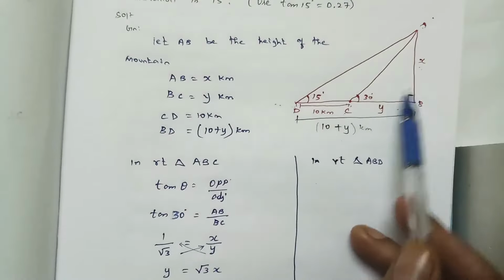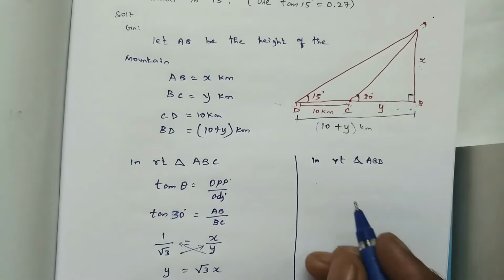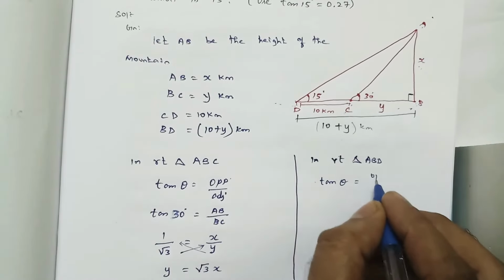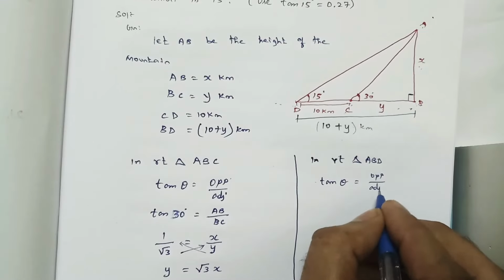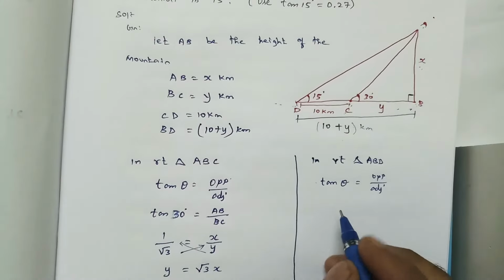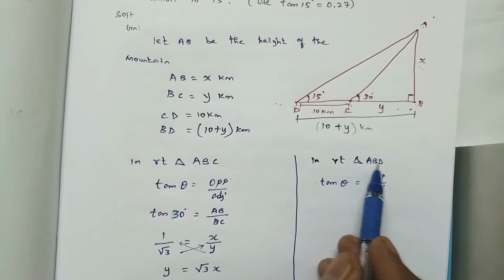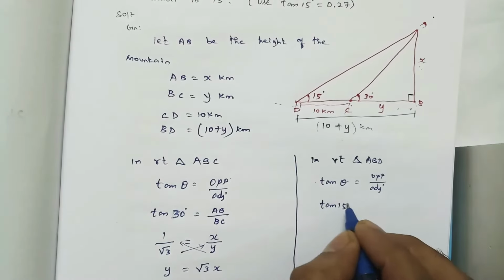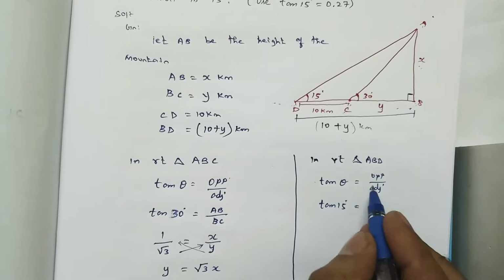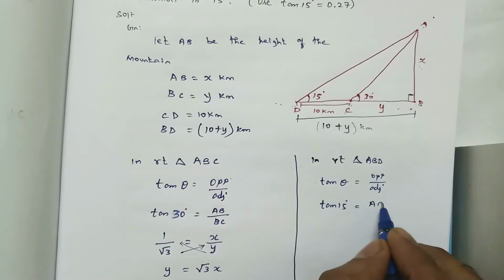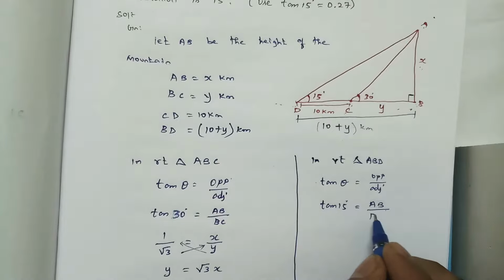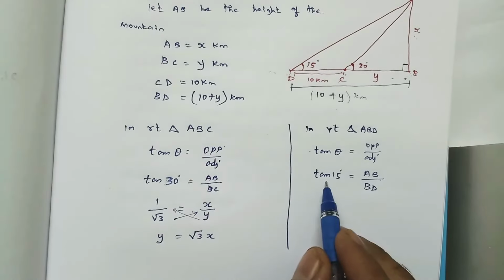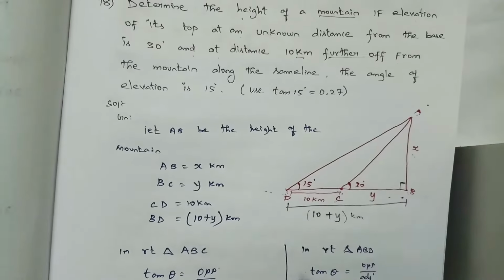So which trigonometric ratio are we going to use? Tan theta, right? Tan theta is equal to opposite side divided by adjacent side. So in triangle ABD, what is the acute angle? 15 degrees. So tan 15 degrees is equal to the opposite side AB divided by BD, right? So already we know the value of tan 15 degrees. They have given it in the question itself.